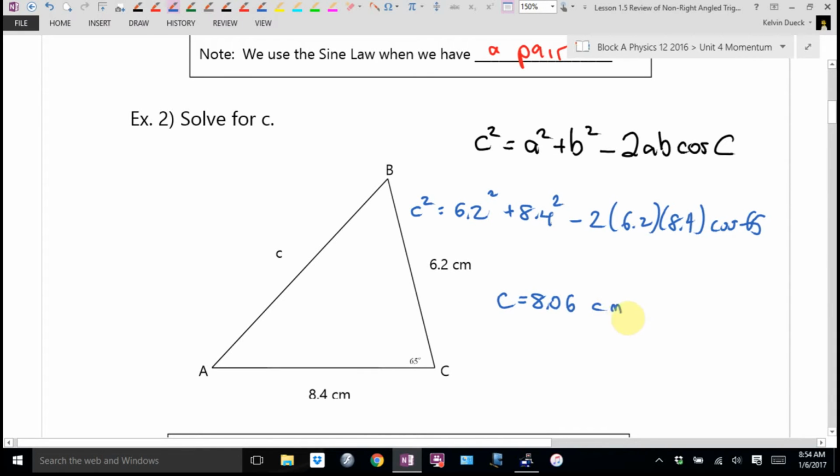Centimeters, again. You can also find an angle using the cosine law. What you would have to do is rewrite this to get cos C by itself, and then you'd go shift cos of the final answer. We'll do one like that.